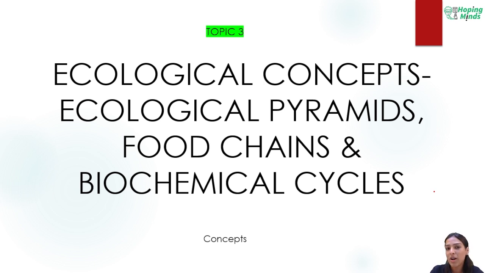The interactions among the biotic and abiotic components form a lot of complicated functional units: the food web, the food pyramids, the nutrient cycling, the biochemical cycles. This is what we shall be covering in this topic today. So let's begin.